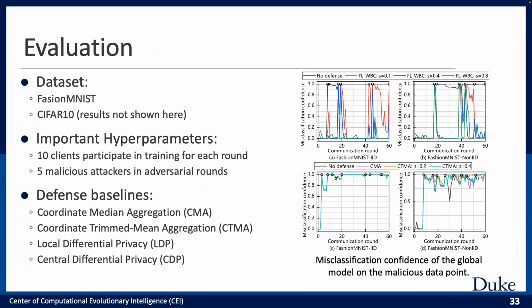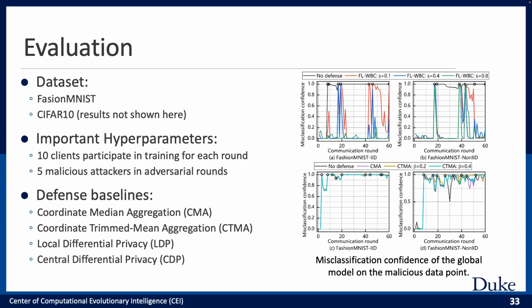Okay, so the evaluation is like this. We evaluated our method on Fashion MNIST and CIFAR-10, but we did not show the CIFAR-10 result here for simplicity. We have 10 clients participating in the training in each round, and up to 5 malicious attackers in the adversarial round. We have different defense baselines, including coordinate median aggregation, coordinate trimmed mean aggregation, local differential privacy, and central differential privacy. Basically, they either perturb the input or, during aggregation, try to minimize the impact of malicious results.